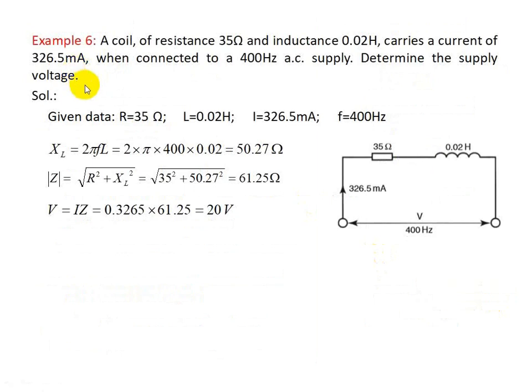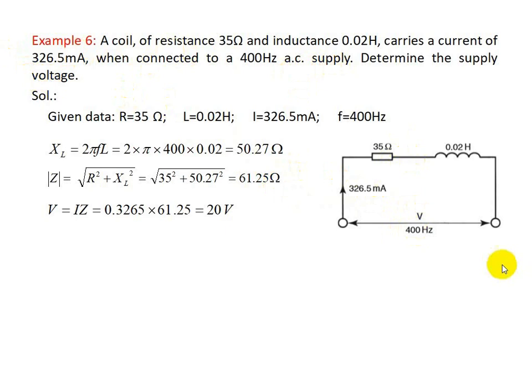So let us consider this problem. Here, a coil of resistance 35 ohms and inductance 0.02 Henry carries a current of 326.5 milliampere. The current is shown here. When connected to a 400 Hz AC supply, determine the supply voltage.